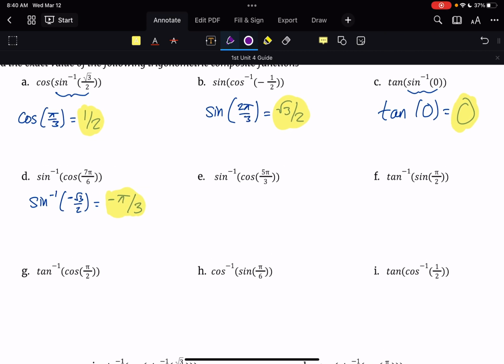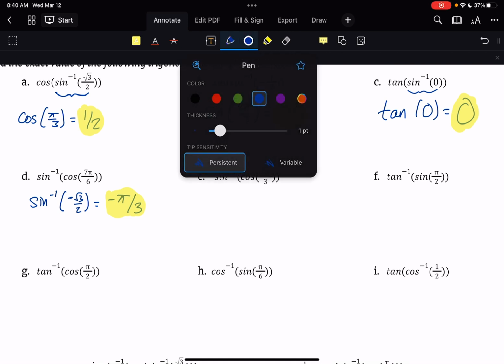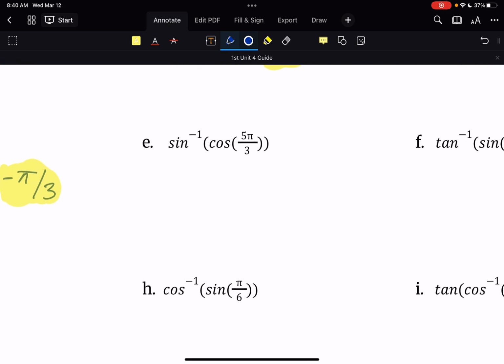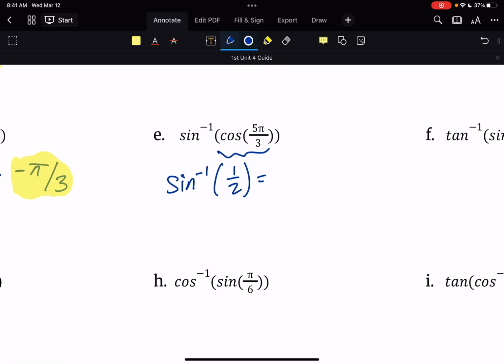So remember, working with a composite, you start with the inside and then you're just going to work your way out. So if I want to do inverse sine of the cosine of 5 pi over 3, I'm going to start by finding the cosine of 5 pi over 3, which I go to my unit circle. The cosine of 5 pi over 3 is 1/2. So I'm doing the inverse sine of 1/2. Remember, inverse sine is restricted to quadrants 1 and 4. So I have that y coordinate of 1/2 at pi over 6. So the value of that composite function is pi over 6.